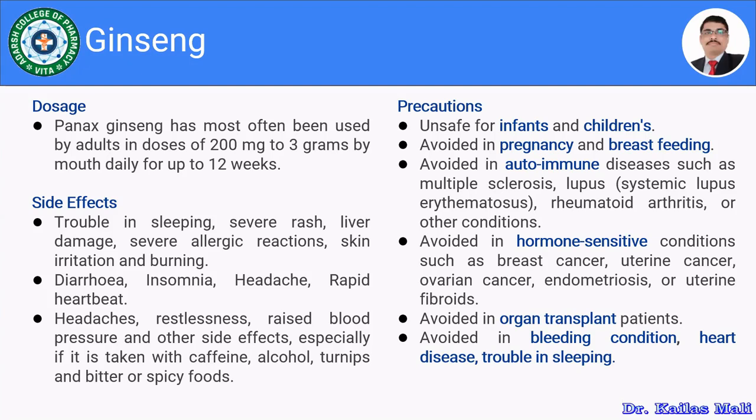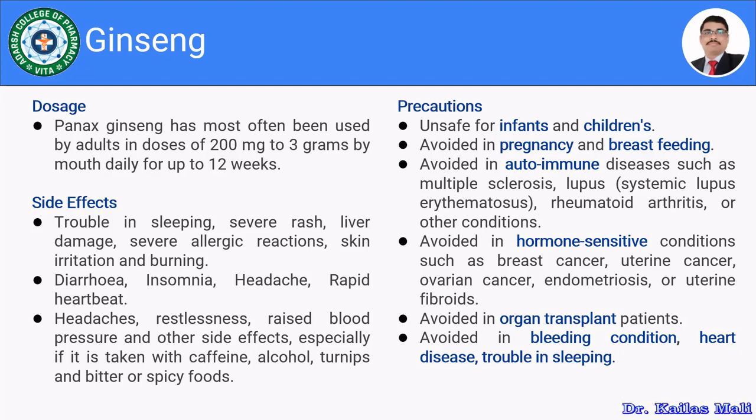Furthermore, we are getting diarrhea, insomnia, headache, and rapid heartbeat. And when we are combining ginseng with caffeine, alcohol, turnips, and bitter or spicy food, we may get headache, restlessness, raised blood pressure, and certain other side effects. So these are the certain side effects of ginseng.